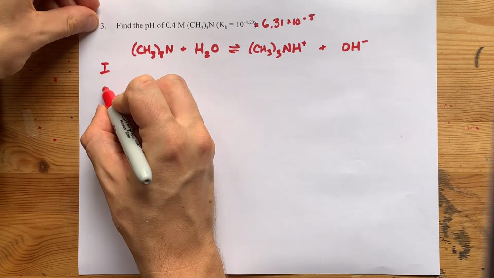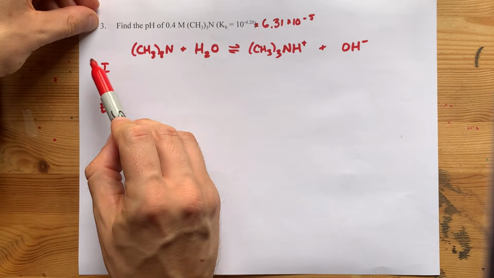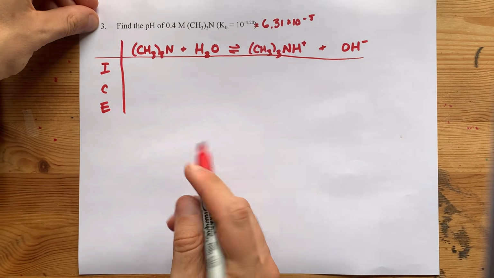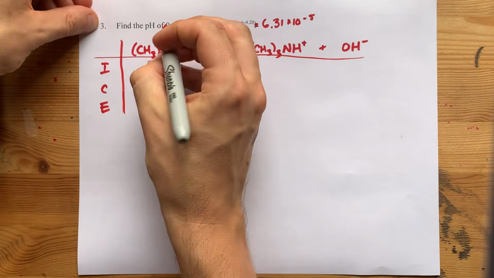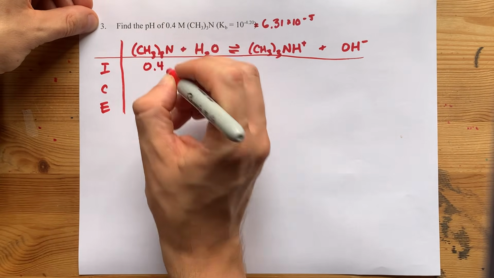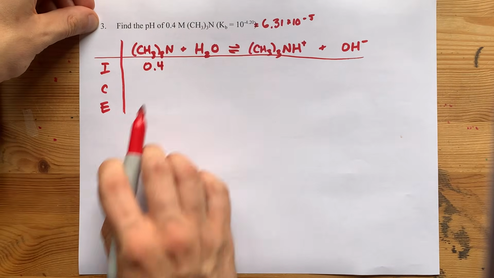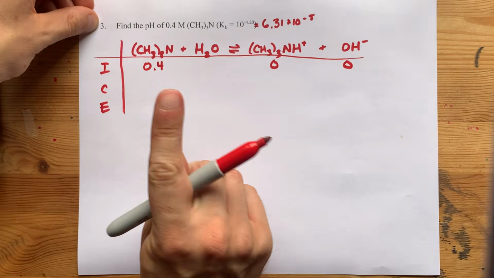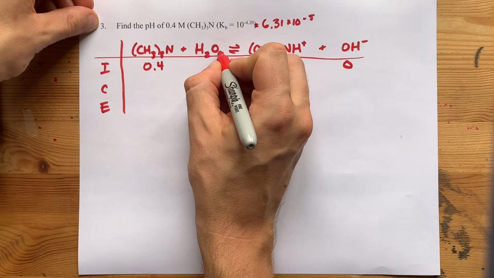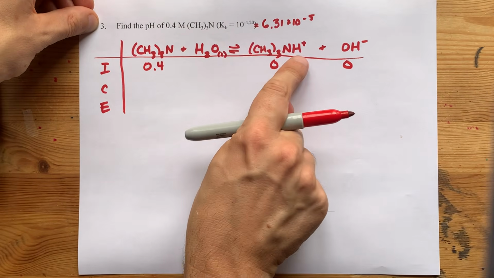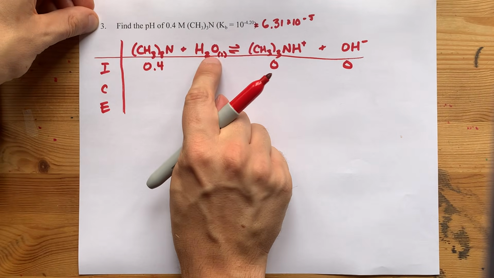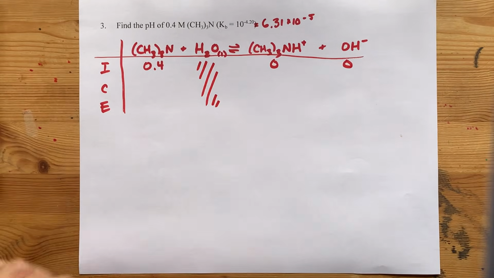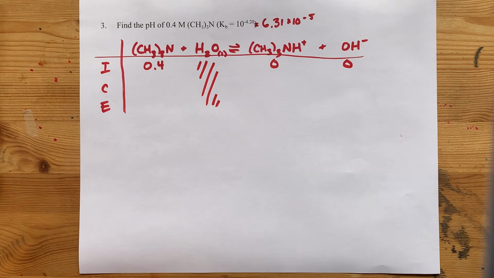Now I'm going to refresh your memory again on this ICE table. You've got initial, change, and equilibrium concentrations, but what you were given is that you start with 0.4 moles per liter of trimethylamine. You start with none of this and none of this. And by the way, because water is a liquid, the rest of these are aqueous. Because water is a liquid, it does not play a role in this equilibrium. You can cross that out.